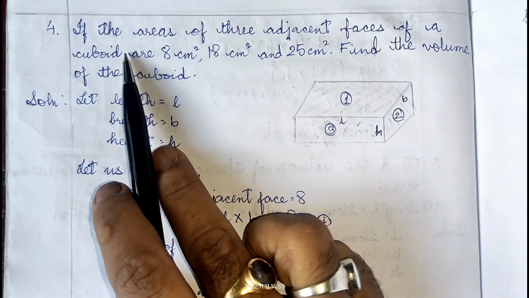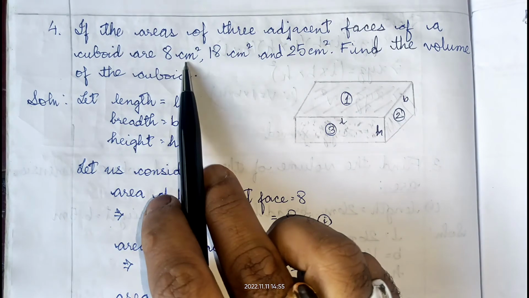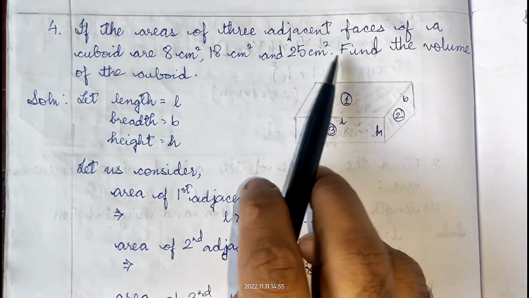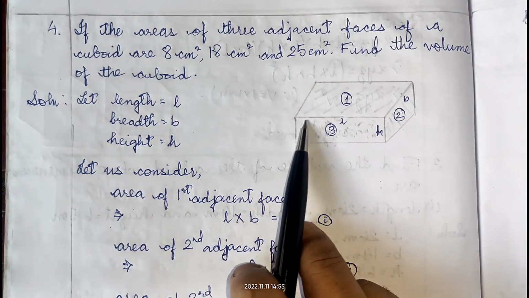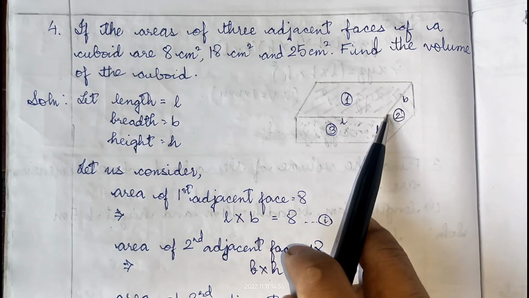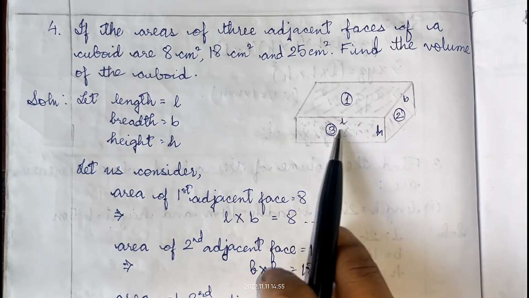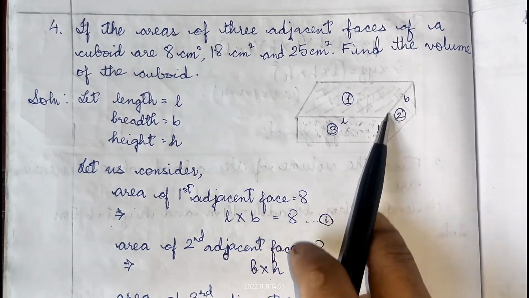Question number 4. It is given, if the areas of 3 adjacent faces of a cuboid are 8 cm square, 18 cm square and 25 cm square, find the volume of the cuboid. This is one cuboid. Here we can consider length to be L, breadth B and height H. Now it is given areas of 3 adjacent faces. Suppose this is one adjacent face, this is third one, this is second one.